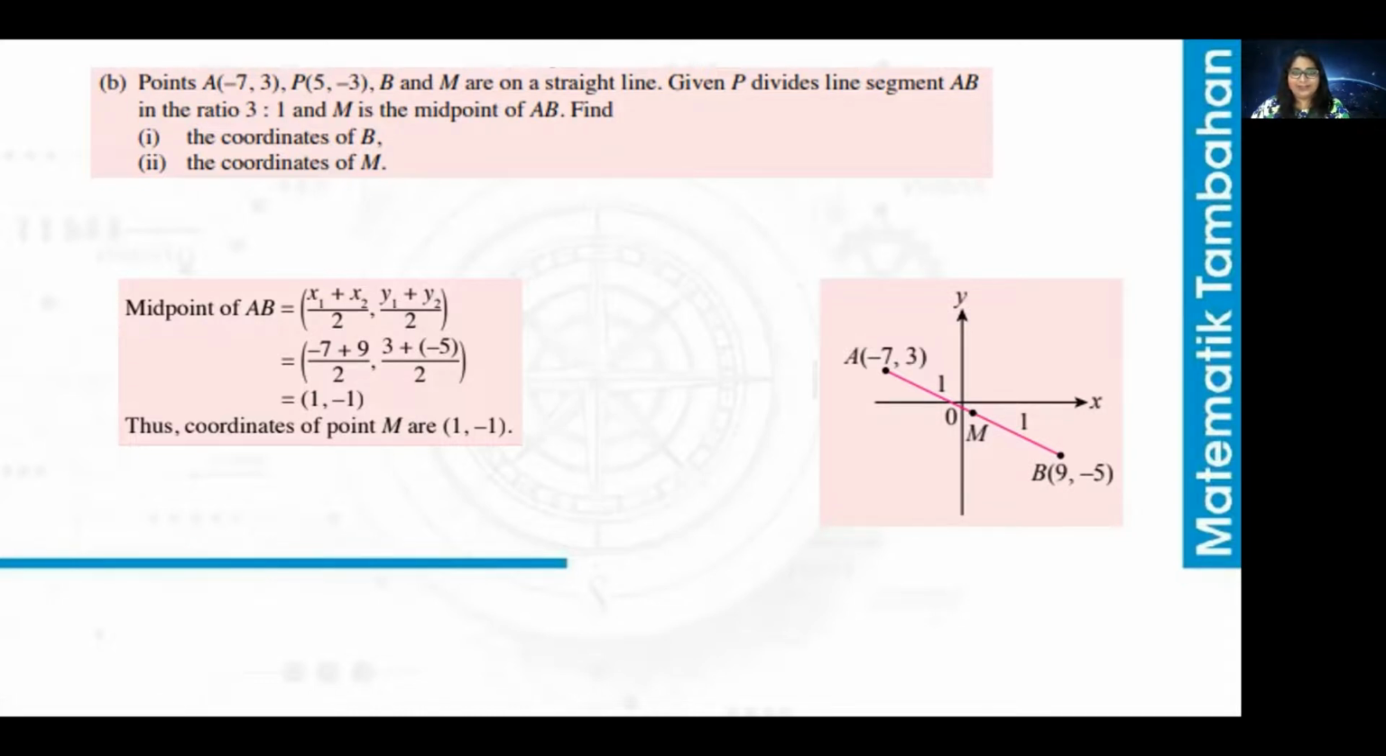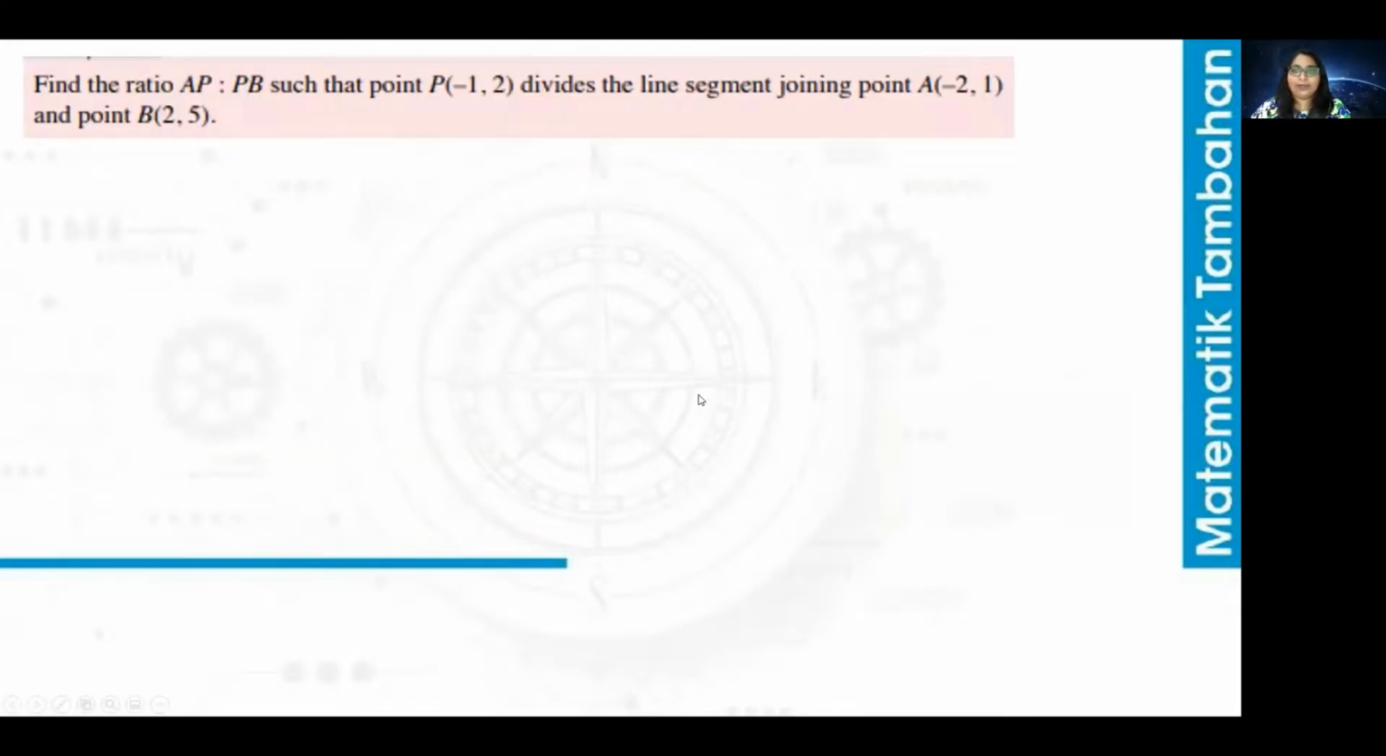All right, so we have looked at two different kinds of question. In the first question, A and B were given, and you were looking for P. In the second question, A and P were given, and you were looking for B and the midpoint. Next, we will be looking at how to find the ratio.